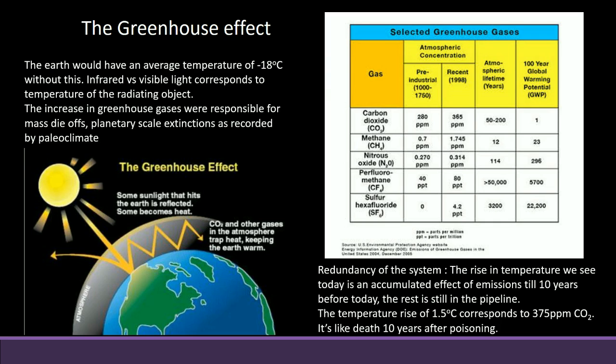And this makes things interesting. The temperature rise of 1.5 that we've already observed corresponds to just 375 parts per million. Where are we today? It is at 412. And it is also worthy to note that this is something like a poison, but the poisoned person dies 10 years after being poisoned.